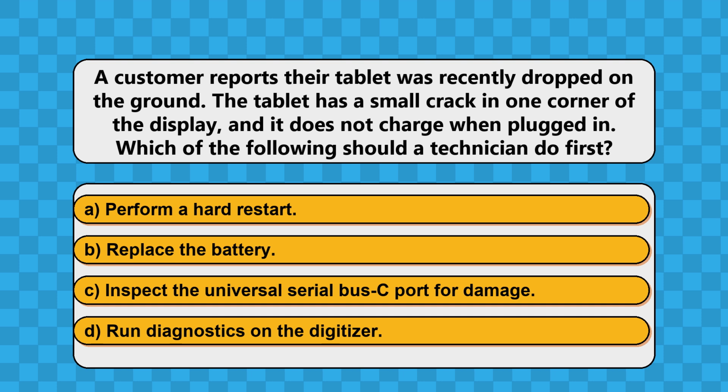Option A, perform a hard restart. Option B, replace the battery. Option C, inspect the Universal Serial Bus C port for damage. Option D, run diagnostics on the digitizer. The correct answer is option C, inspect the Universal Serial Bus C port for damage.